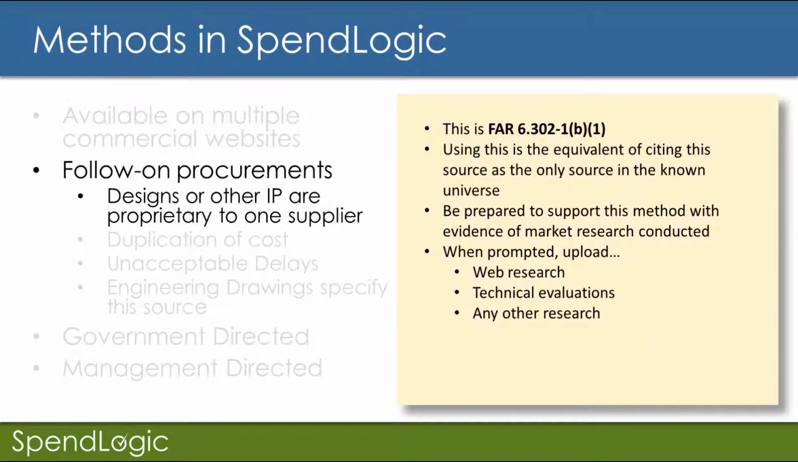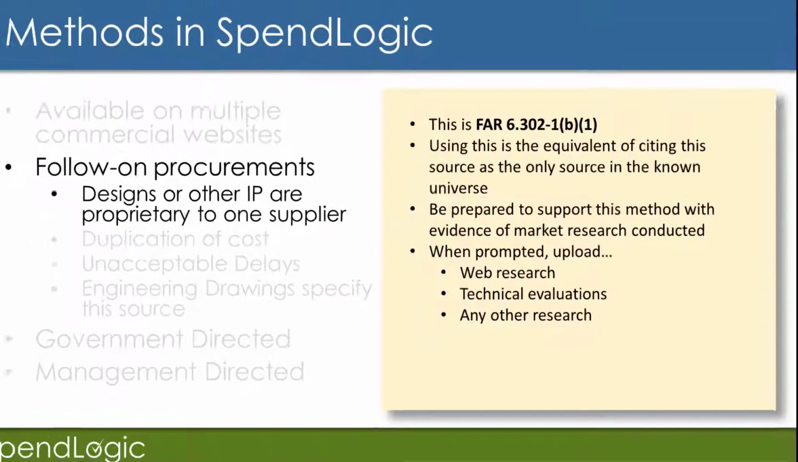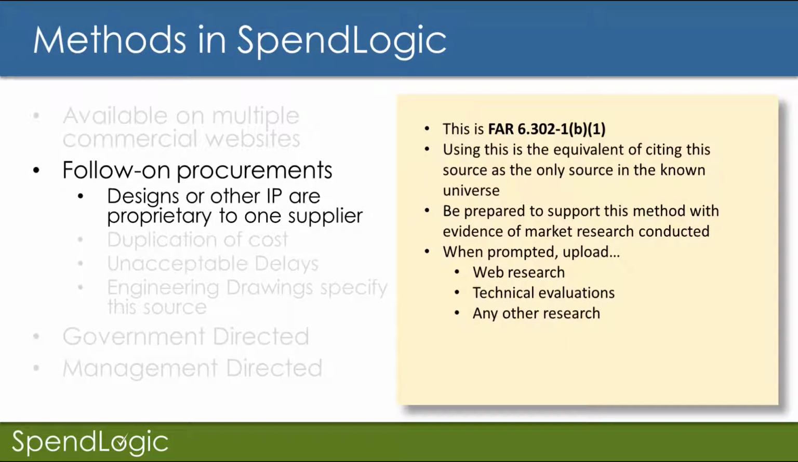The second method is actually a collection of four different methods, all applying to follow-on procurements. The first applies to proprietary information, both designs and IP. This is the equivalent to stating that there is no other known source for this item or service in the known universe. You'll need to provide market research that makes a very solid case for there not being any other suppliers capable of completing the required effort.